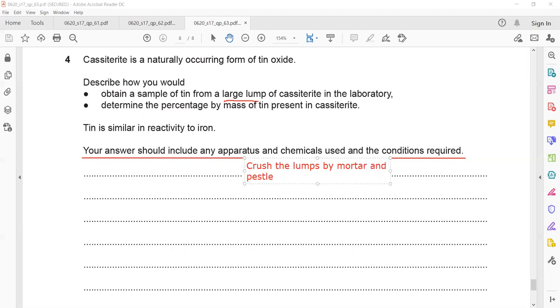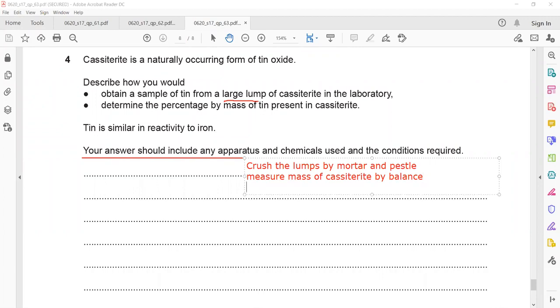That is the first thing. Then we will weigh cassiterite by balance, because we have to find the percentage of the tin present in this tin oxide.